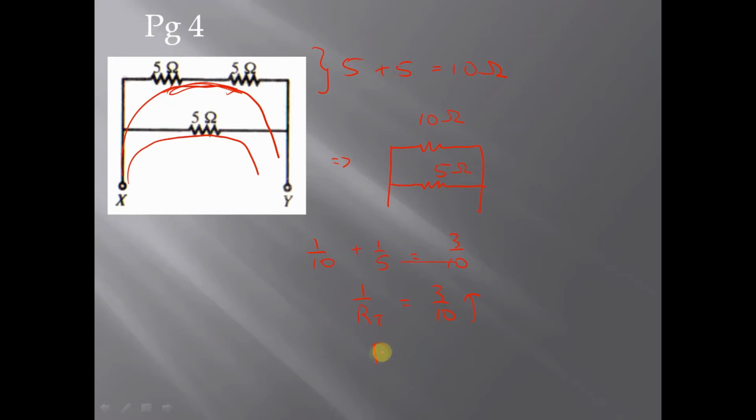Instead of that, you get a total resistance. Basically, it's just 10 over 3. Just flip it up only. That's all you have to do. Alright, simple one. Next, this one looks very complicated, but don't worry, it's not that at all.